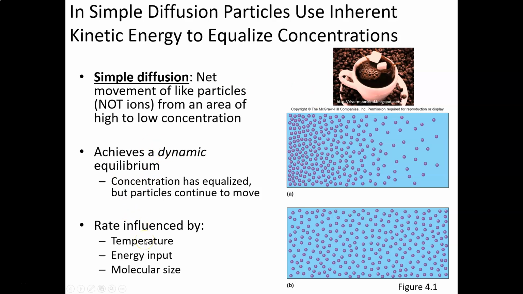The energy input itself. So if you don't want to sit there and wait for those sugar cubes to dissolve and eventually move throughout your entire cup of coffee, you can stir it. So we can increase the energy input by stirring, which would also increase the speed at which the diffusion took place, so we could equally diffuse sugar throughout the solution so that every sip tasted the same. The other thing is molecular size. The larger the molecule, the slower it moves theoretically, so small molecules will increase the rate of diffusion compared to large molecules.